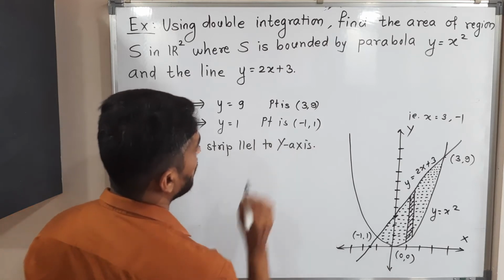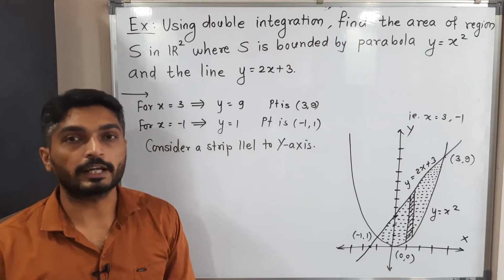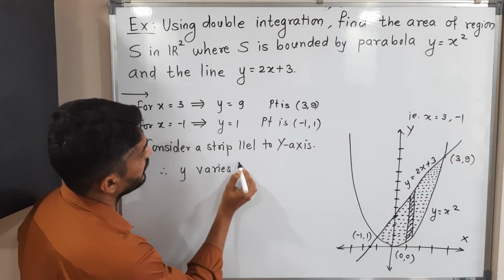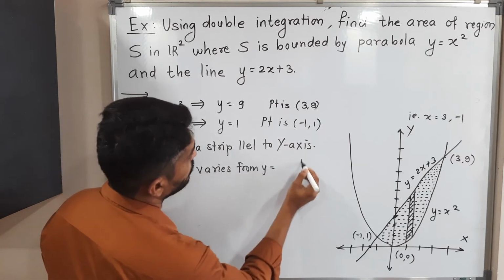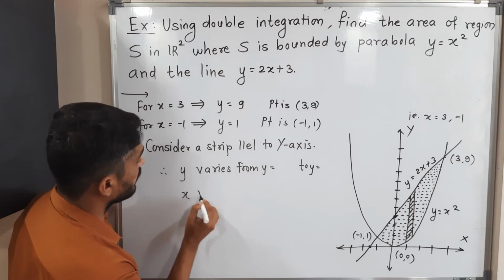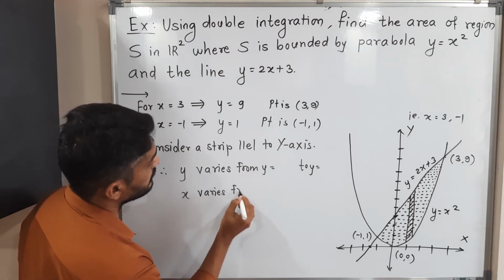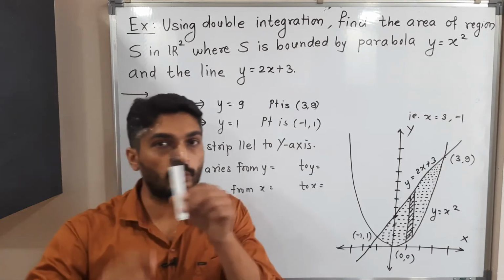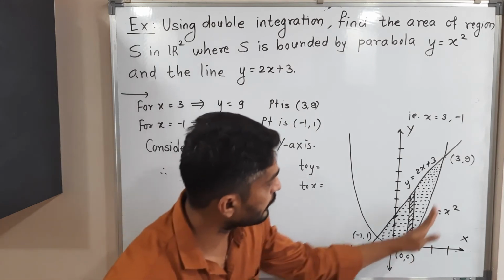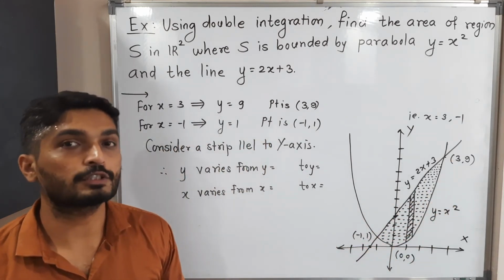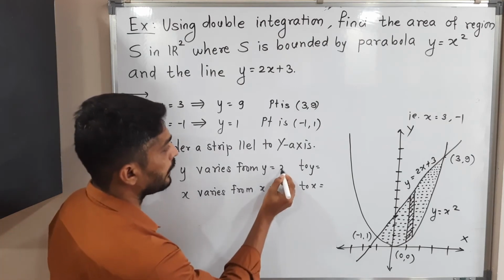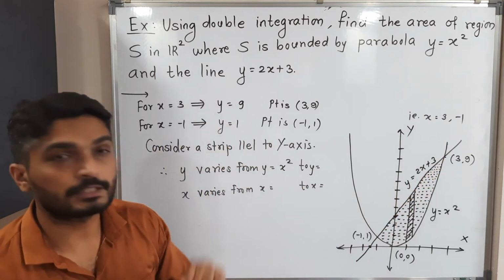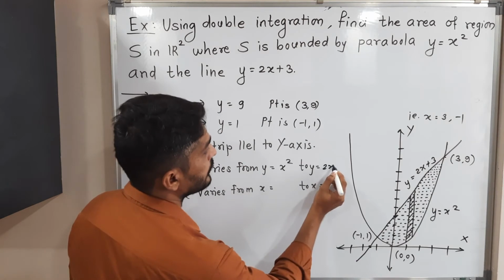When we consider a strip parallel to the y-axis, we write y varies from, and then x varies from. Let me write. The idea is very simple: bounded below, bounded above, left to right. The strip is bounded below by a part of the parabola whose equation is y is equal to x square. The strip is bounded above by a line whose equation is y is equal to 2x plus 3.